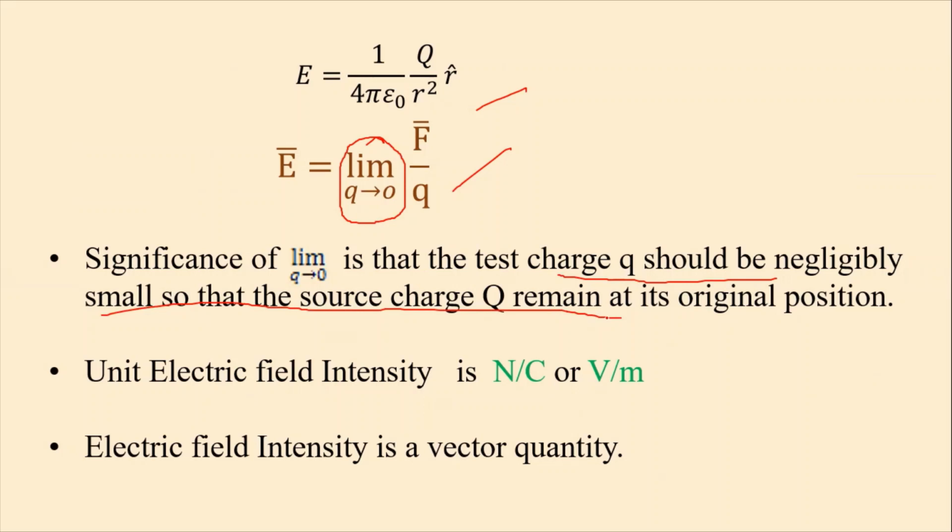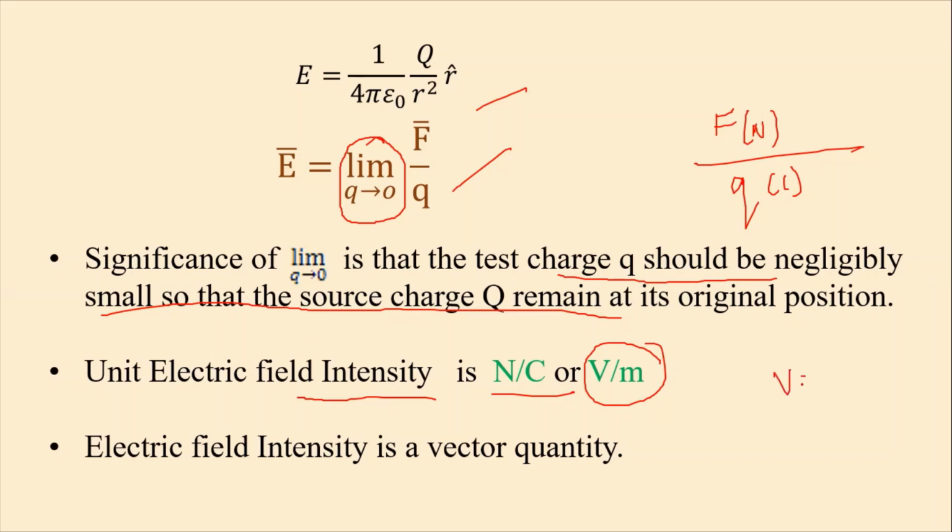Okay. Now the SI unit of electric field intensity. You know that the SI unit of force is Newton, and for charge it is Coulomb. So it will be Newton per Coulomb. And there is one more SI unit, which is volt per meter. This comes from the next chapter, electrostatic potential. So we will be discussing this unit when we discuss that chapter. Okay.